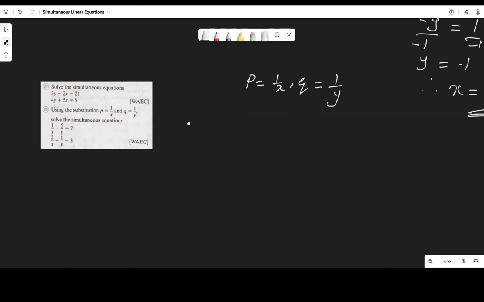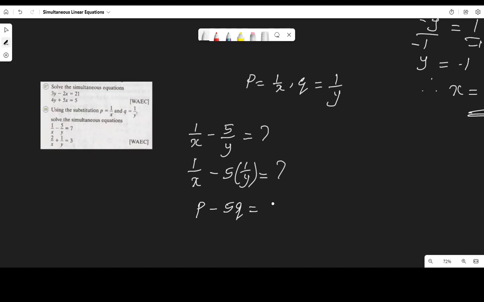The first equation says 1 over x minus 5 over y is equal to 7. Let me make an adjustment to this term of the equation. I can write this as 1 over x minus 5 times 1 over y is equal to 7, so that I can now substitute. 1 over x is p, so I replace 1 over x with p. Then minus 5 times 1 over y, where q is equal to 1 over y, so 5 times q, equal to 7. Let's call this equation 1.